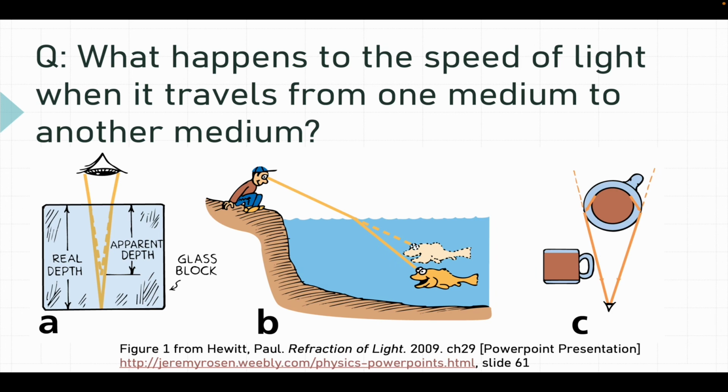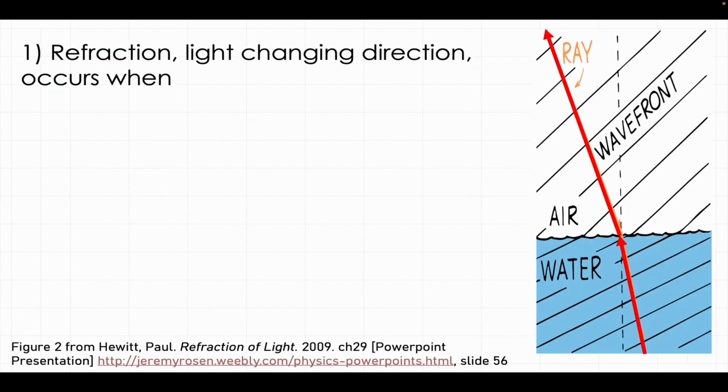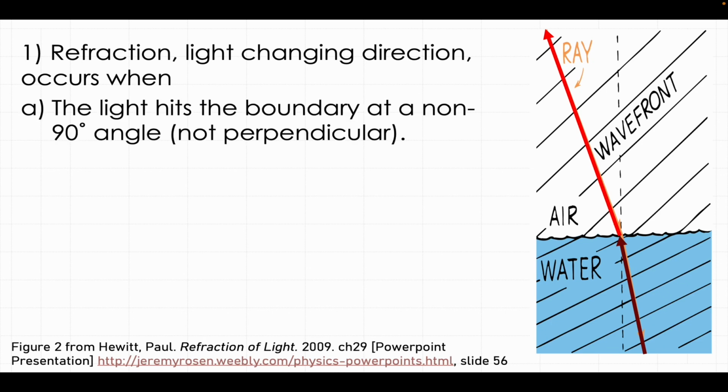So what is the cause of this light bending? It's refraction. Refraction is light changing direction, and this occurs when, in our figure 2, you can see light traveling through water, and then as it hits this boundary between water and air, it changes direction. So refraction occurs when light hits that surface at a non-90-degree angle.